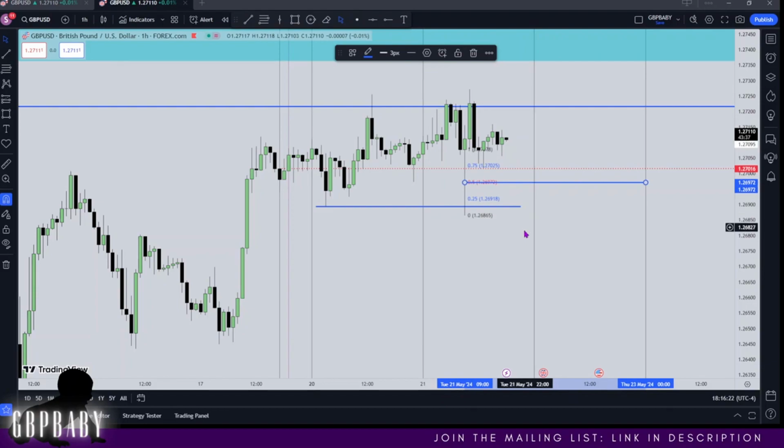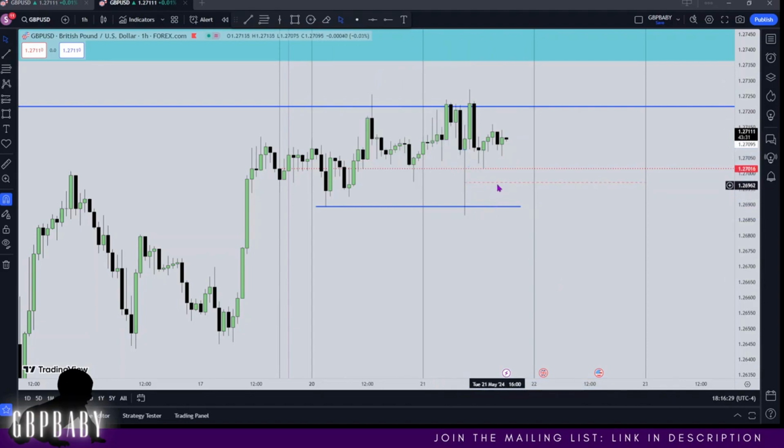This is the very lowest I want to see price trade if we're to remain bullish on pound and dollar. If it gives way and starts trading lower, definitely keep an eye on this level. It should be respected so long as we want to see higher prices.